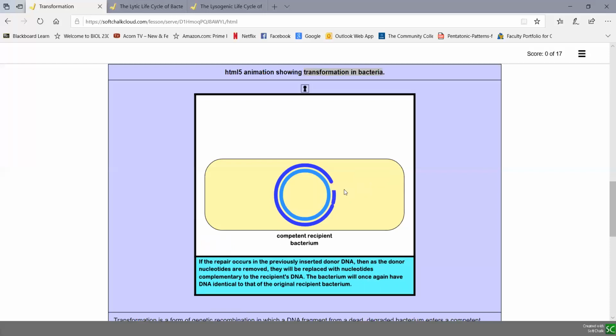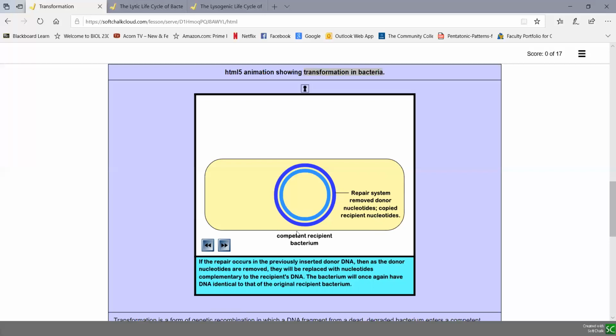So if it were to cleave out the red bases because they don't quite match and make a complementary strand to the light blue strand, then notice that this has gone back to the original recipient DNA. That red strand from the donor has been lost.